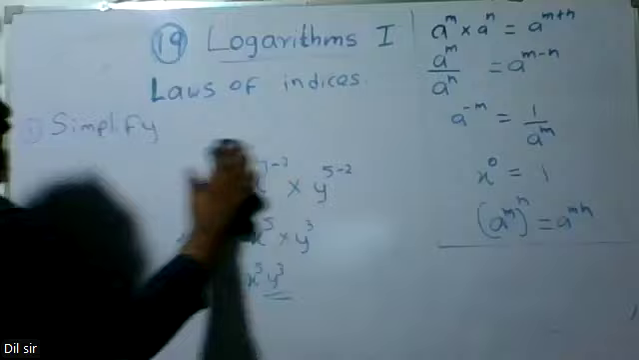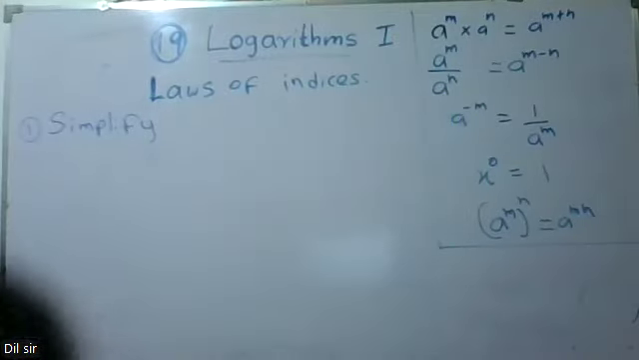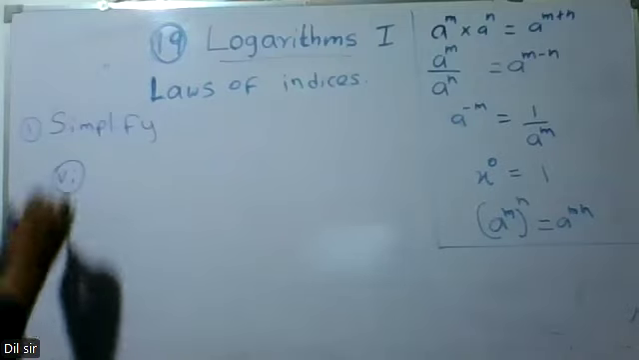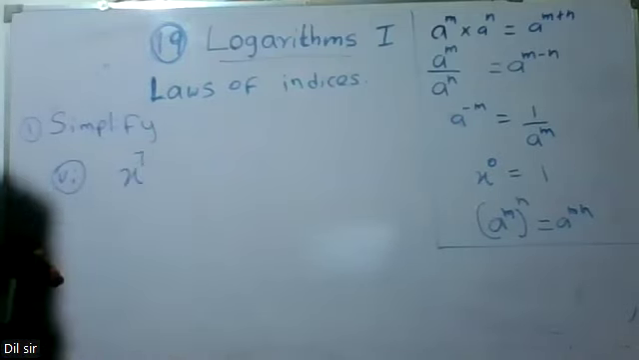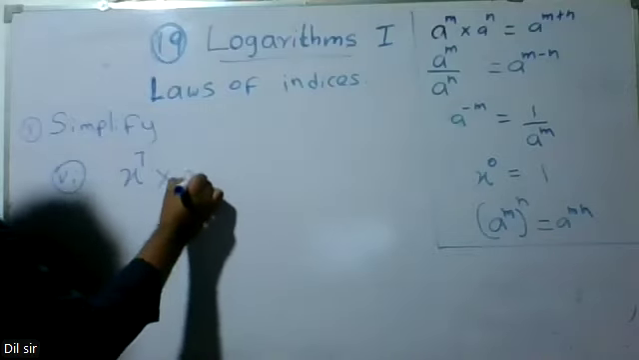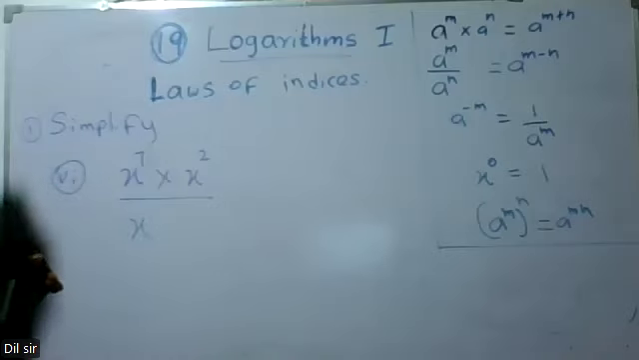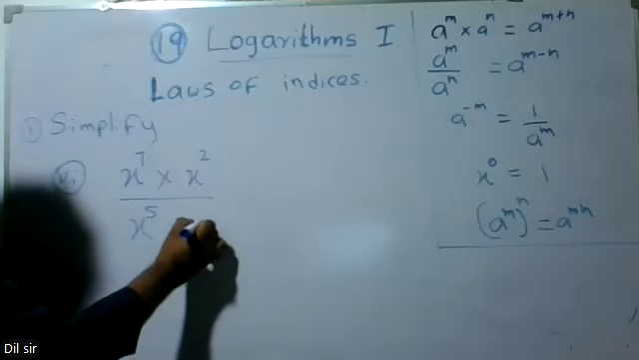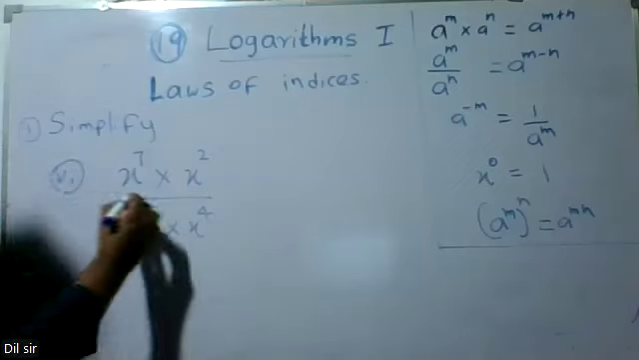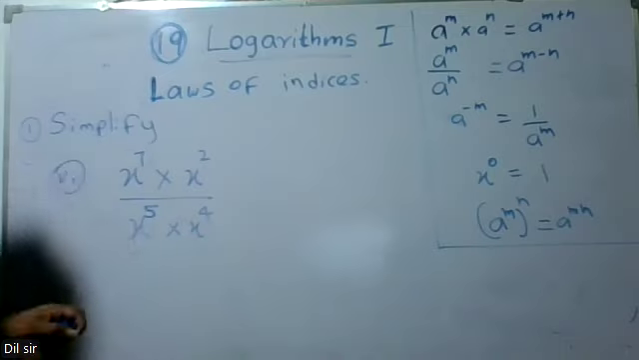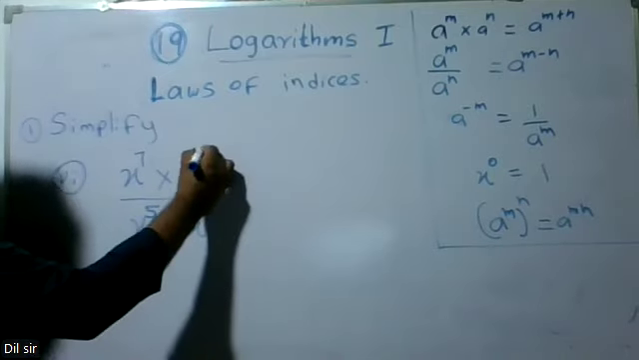Right. Sixth one. x to the power 7 times x to the power 2 over x to the power 5 times x to the power 4. Right, find the answer. Here it is multiplication, 4 and 2.